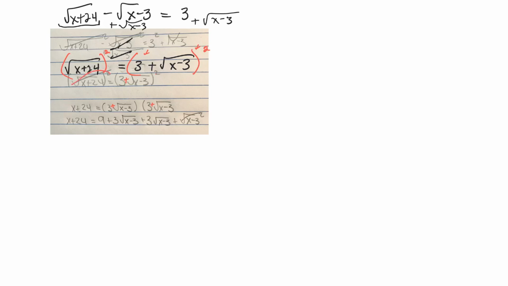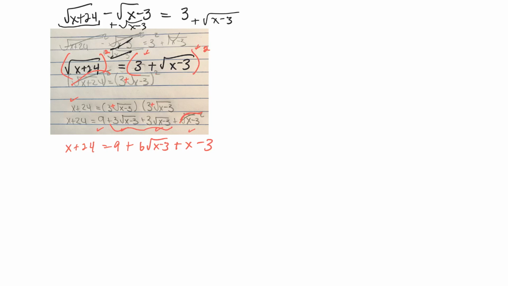The square and the square root on the left side cancel. Perfect. FOIL, 9, this. Oh, and that's two of them, so they cancel. Yeah, that's good. So then we'd have x plus 24 equals 9 plus, these are like terms, so I can combine them. And since the square and the square root cancel out, I just have plus x minus 3.